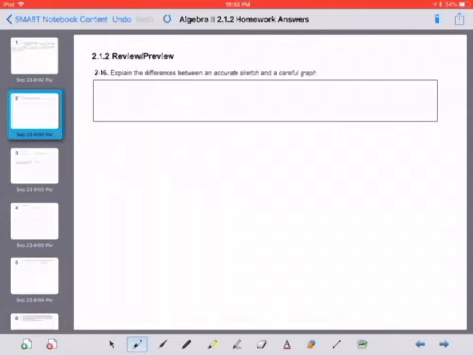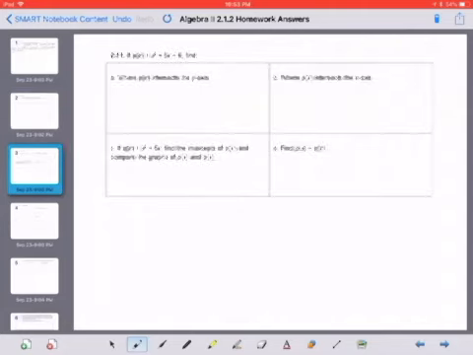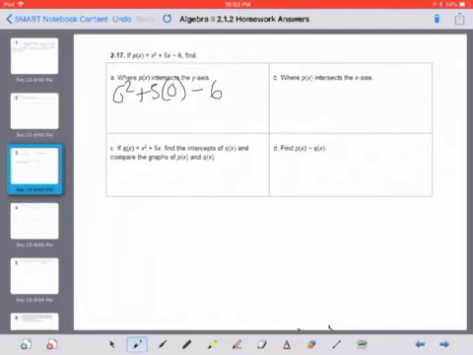Problem number 2 in this homework says, if p of x equals x squared plus 5x minus 6, find first where p of x intersects the y-axis. So the first thing that I did for this is I figured out where it would intersect the y-axis. So you just plug in 0 for x. So we're going to do 0 squared plus 5 times 0 minus 6. So we ended up with negative 6. So it intersects the y-axis at 0, negative 6.